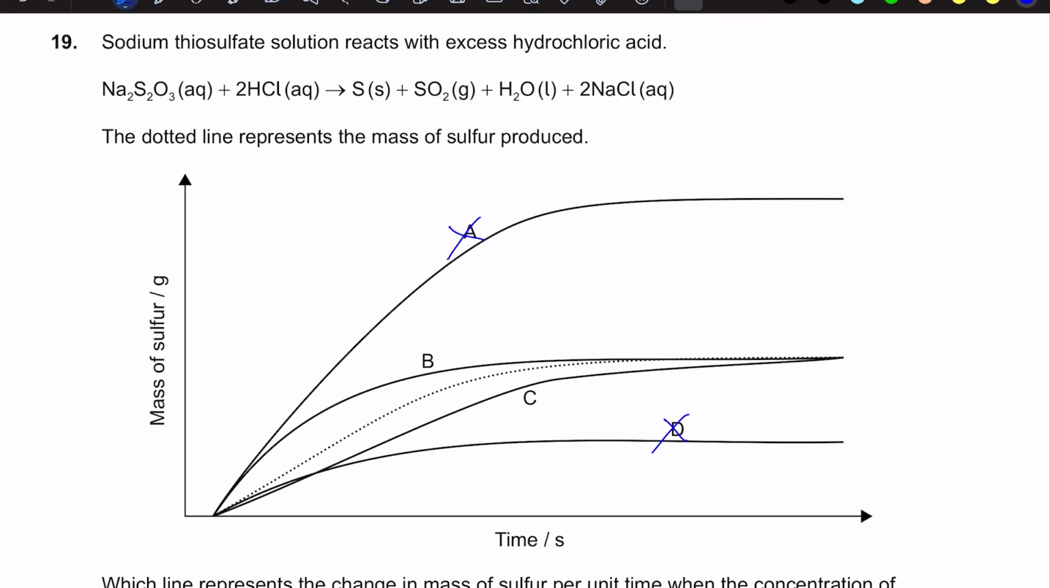But as you have more HCl, the reaction will be faster with time, right? So if you check B and C, C is the slower reaction, because you are achieving the same mass with a lot more time as compared to before. If you check the dotted line, this was the time taken, and here this is the time taken for C to produce that mass. So the answer will be option B, because in option B you have the same mass produced, but this mass is produced faster as compared to the dotted line.